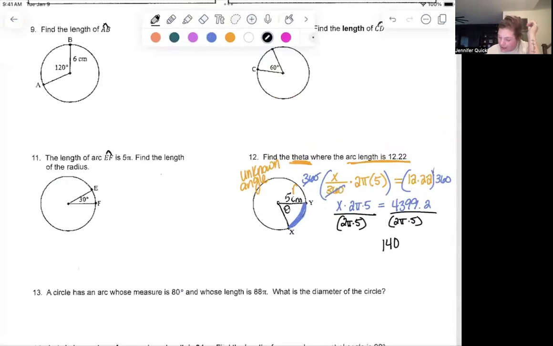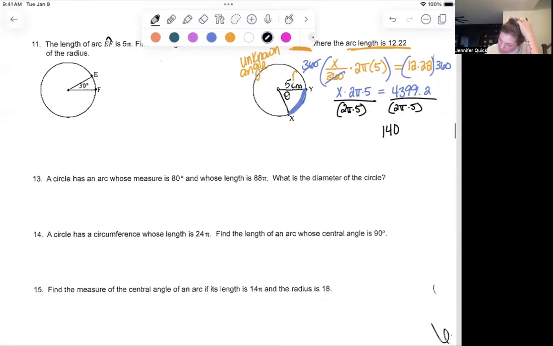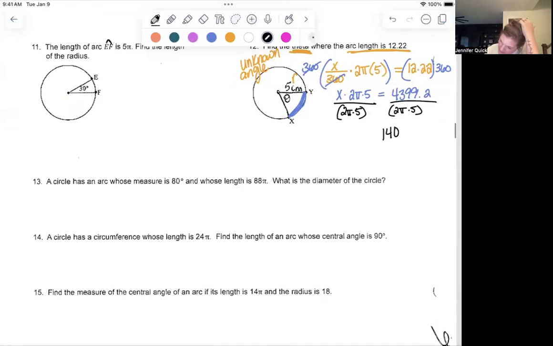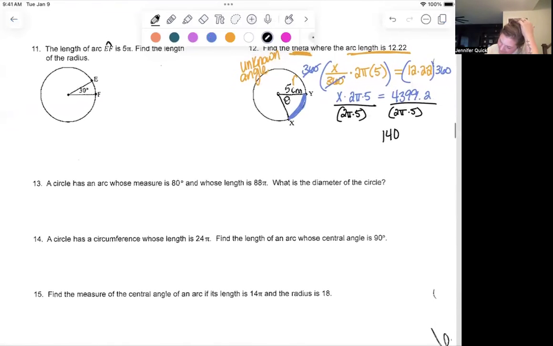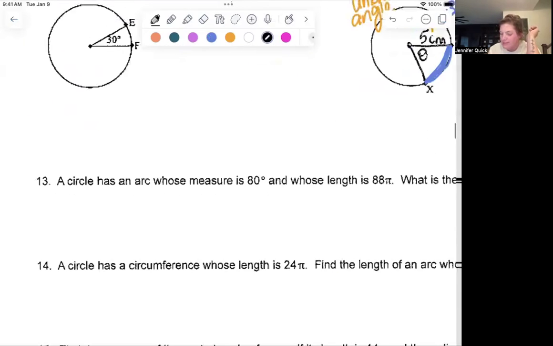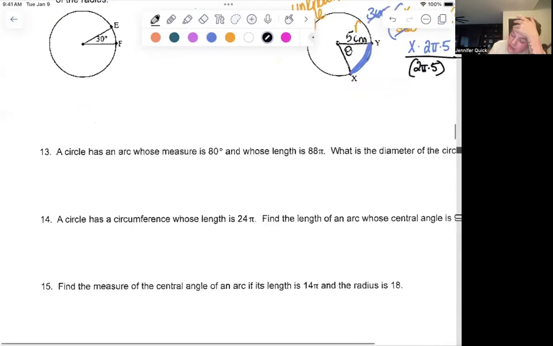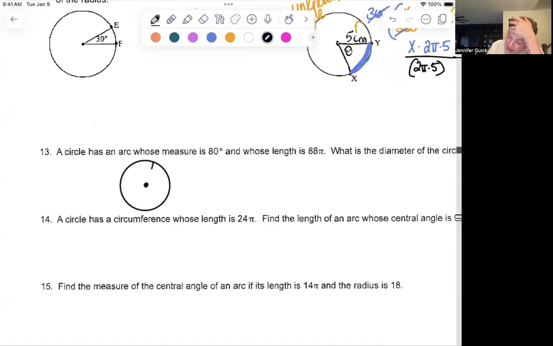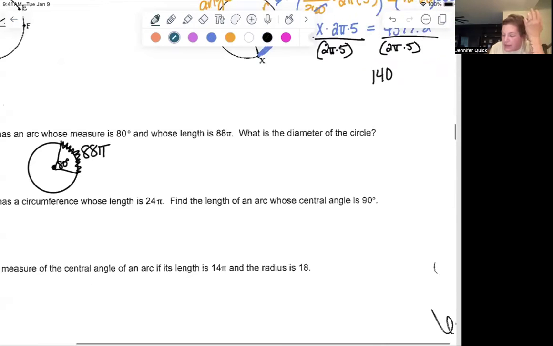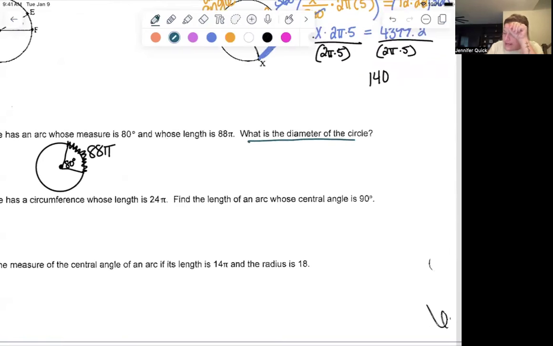All right. What else can we solve for? The circle, we found that. Oh, yeah, we probably should do this one. Number 13. A circle has an arc whose measure is 80 degrees. All right, so you draw yourself a little circle. What you know is that the measure of the angle is 80. And the length of its arc is 88 pi. Now that's lovely. They've written it in terms of pi. I love that. Okay, we want to know what the diameter is.